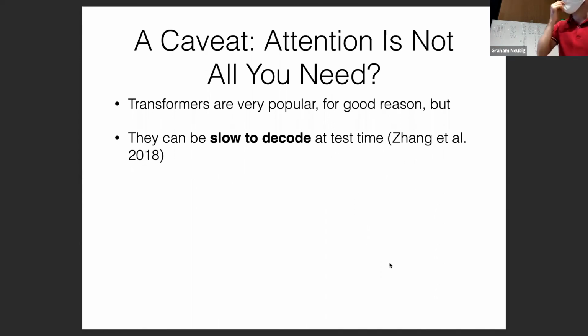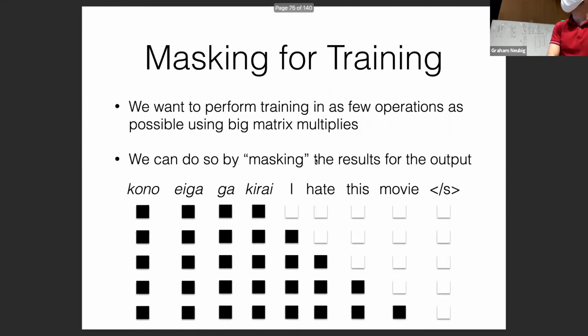One other thing is transformers can be slow to decode at test time. In order to decode with a transformer at test time, you have to recalculate all of the representations in the output sequence. This can be an issue if the output sequence becomes very long. Let's say you wanted to generate a whole document from a language model. Your decoding time is quadratic in the length of the sequence instead of linear.